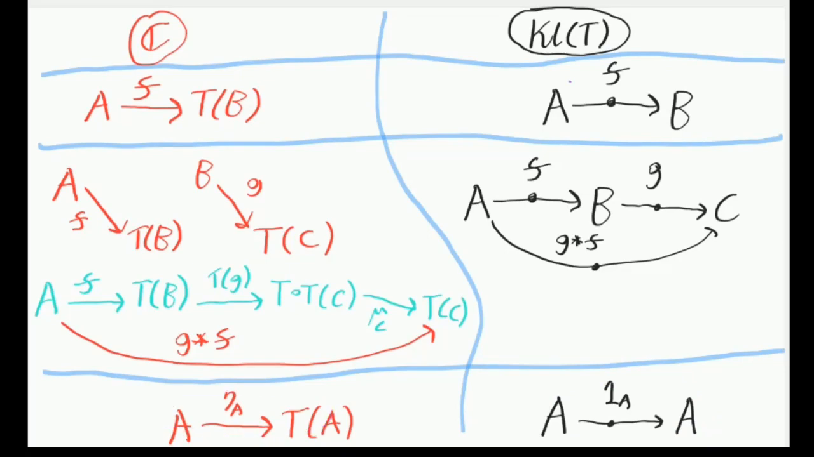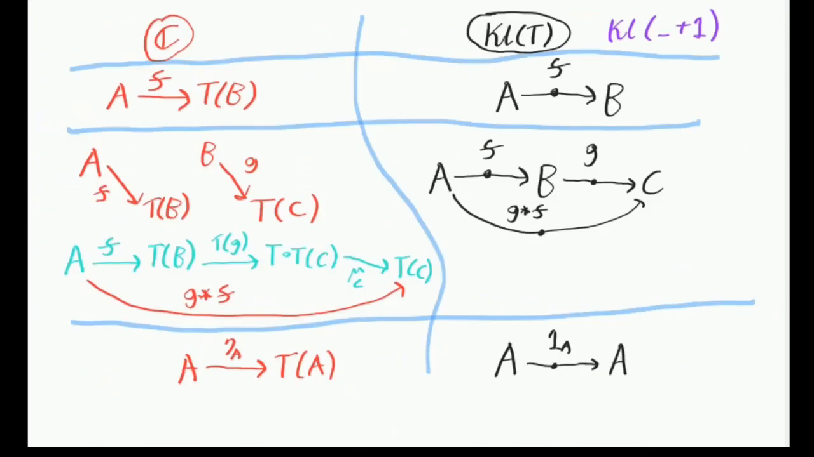And so there we have it. That's the definition of a Kleisli category. It has the same objects as the category C, but its arrows are a bit different. A Kleisli arrow from A to B corresponds to an ordinary arrow from A to T of B. And this is how composition works. And the unit gives us the identity arrows. So the easiest way to really understand what's going on here is to look at a practical example.